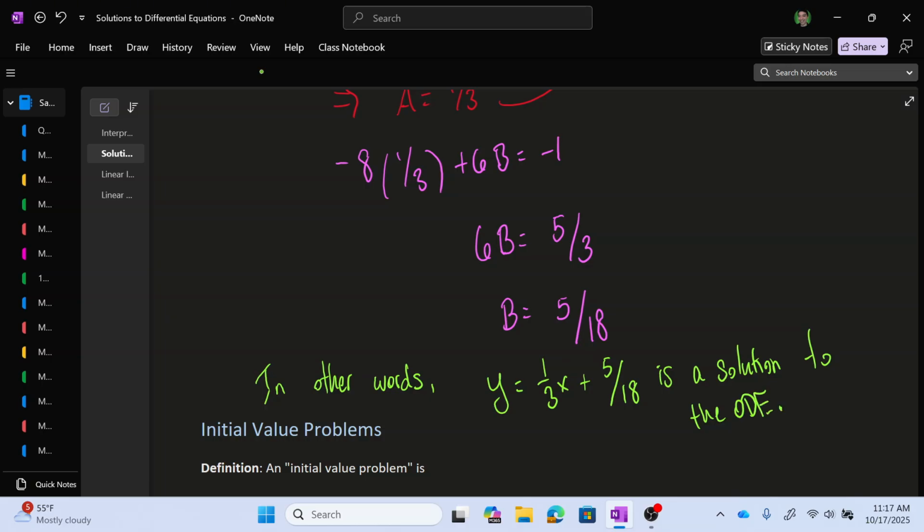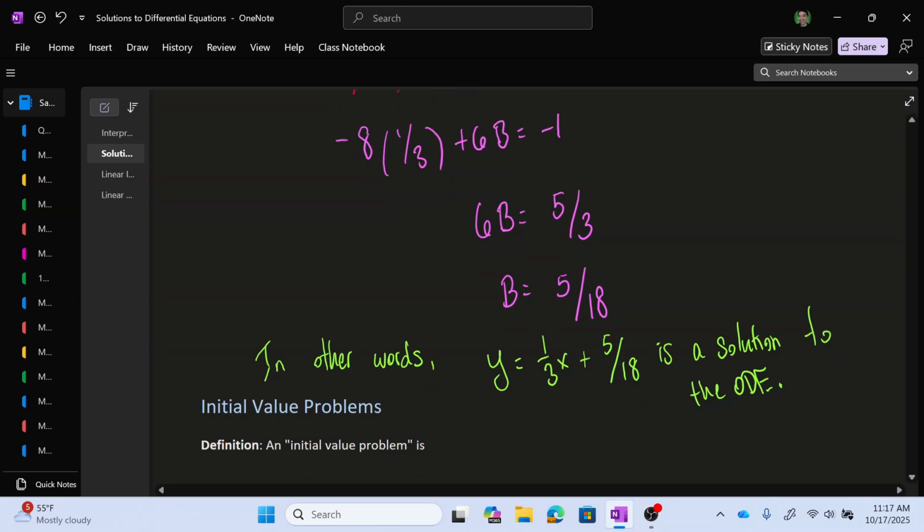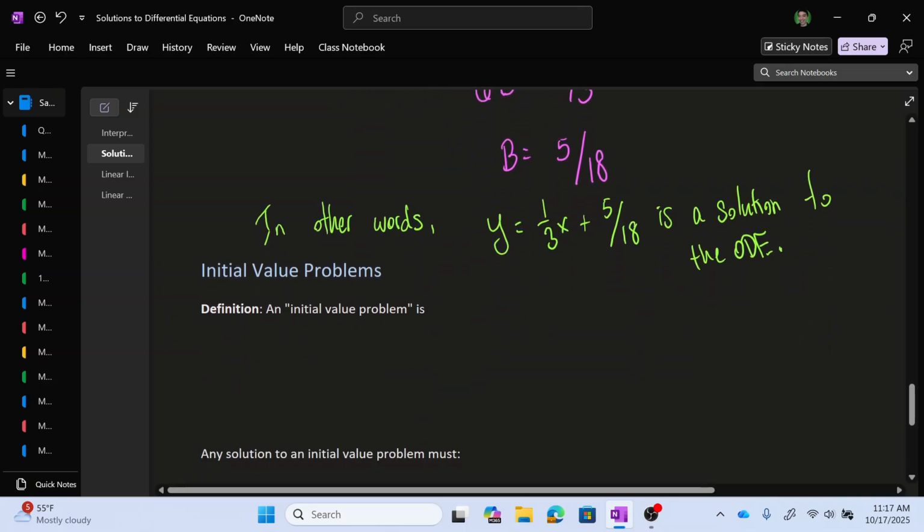So that's what solutions are. They're just functions that make the differential equation true. And often you will have a template or a format for the solution. And by plugging in that template, you can deduce the values that have to go into the template in order to make that format work for you.